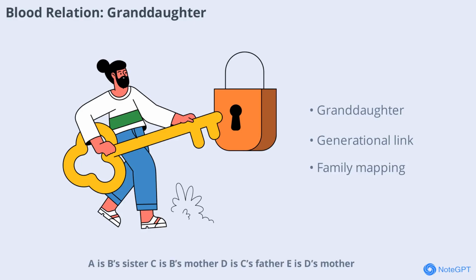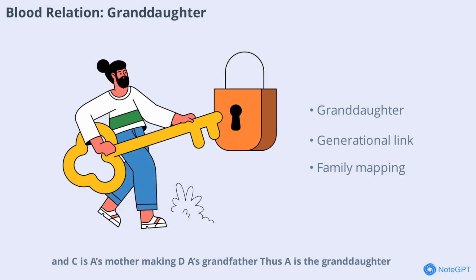A is B's sister, C is B's mother, D is C's father, E is D's mother. How is A related to D? The answer is granddaughter. D is C's father and C is A's mother, making D A's grandfather. Thus, A is the granddaughter.